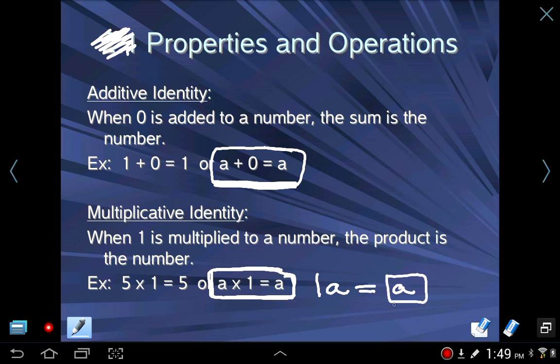Or the opposite, if I give you an a, when we start working with variables, you need to remember that that means there's a 1 in front of that a. So this part right here is the important part. This one is the one that we need to know.